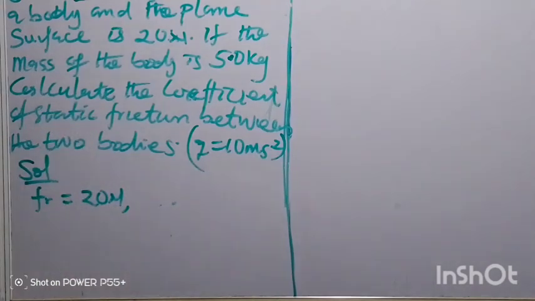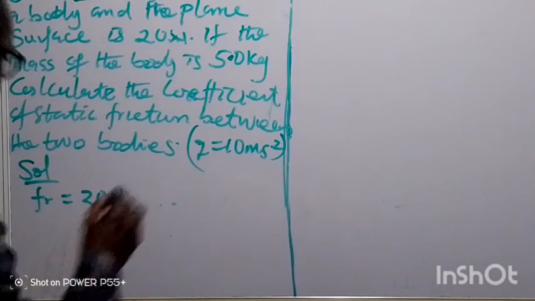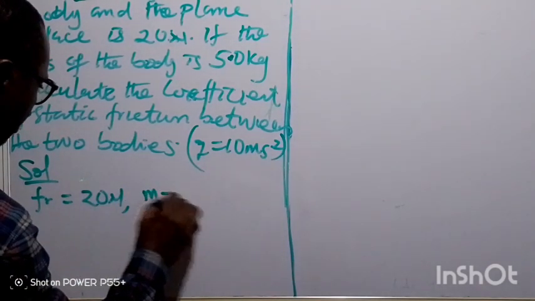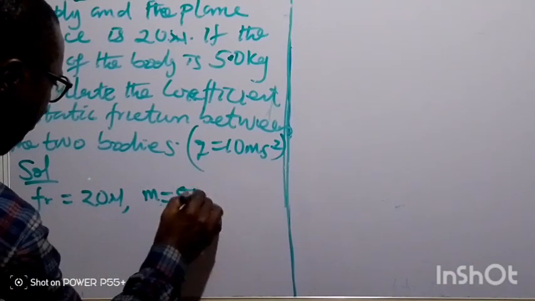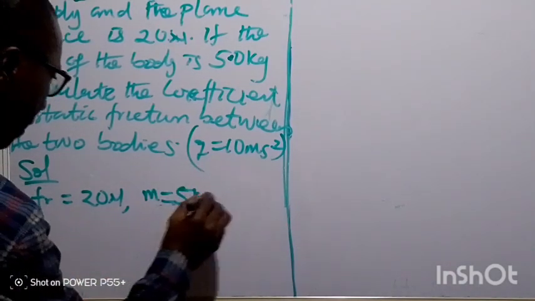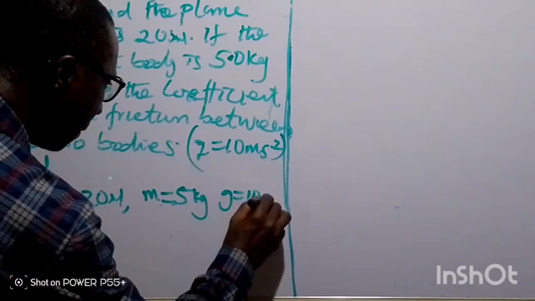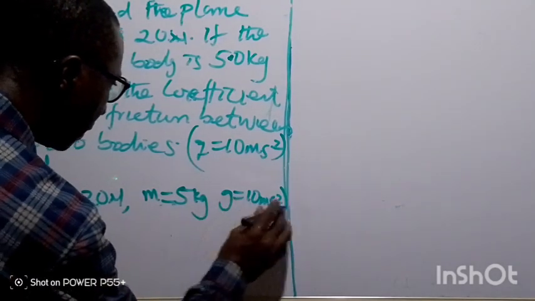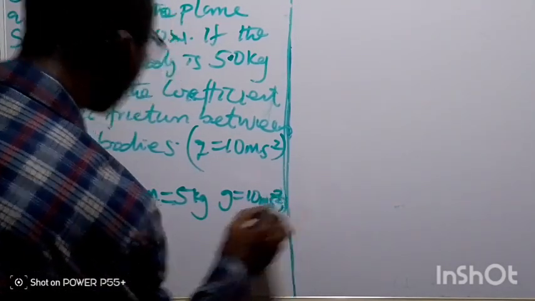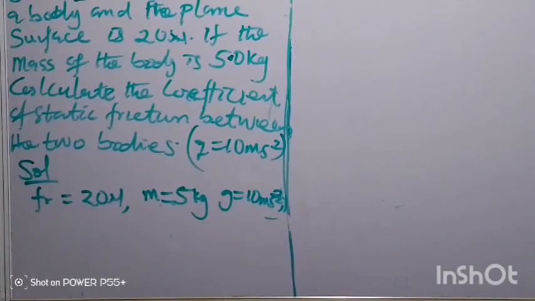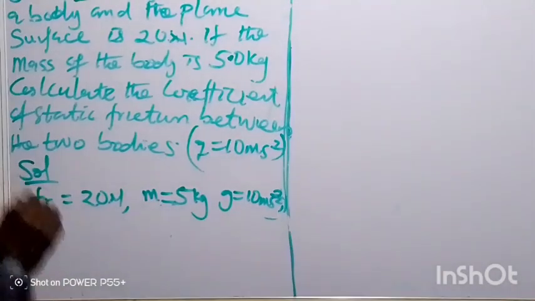Then, mass of the body, M, is given as 5 kg. Then, g is given, 10 meters per second squared. To find the coefficient of static friction, mu, is not given.